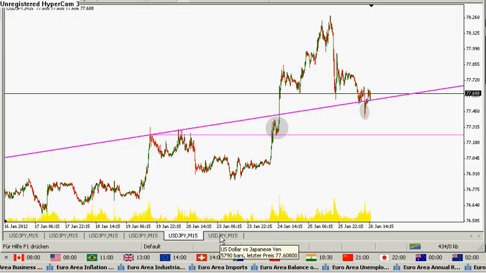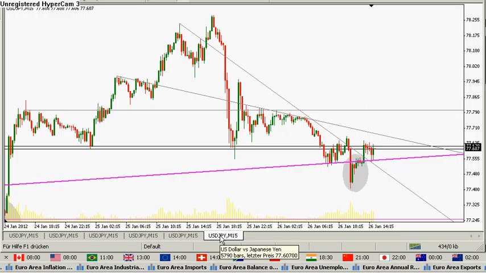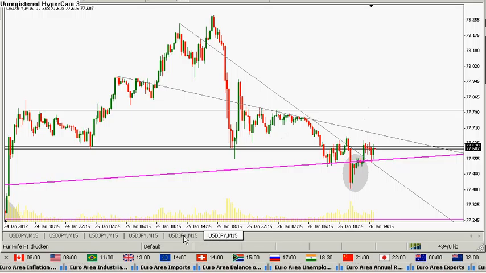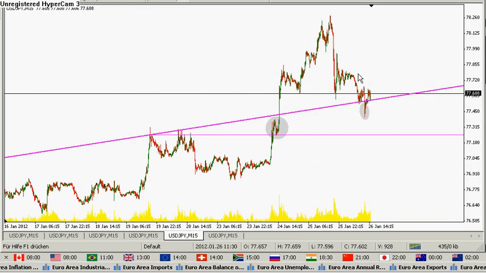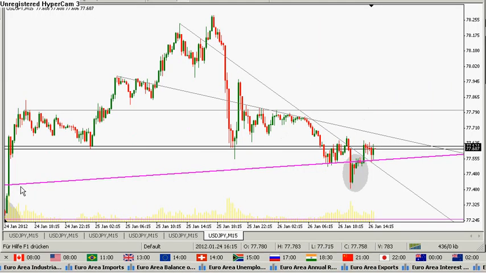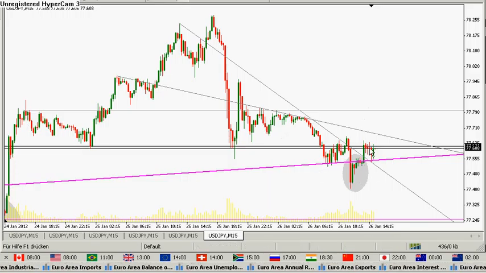Here we see, if we zoom in, this outbreak here, and here this failed breakout. I'm marking here the high after the breakout of this major trend line, and then we see a head and shoulders formation, a turnaround formation, and here this shorter view.